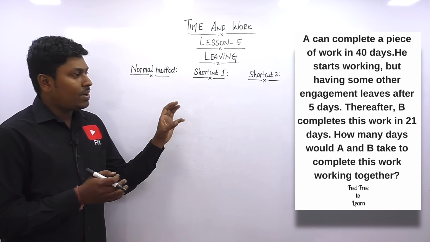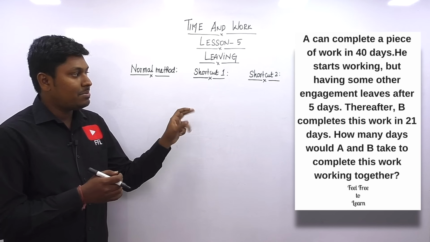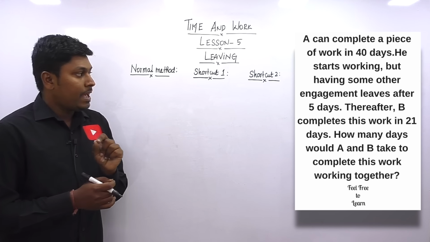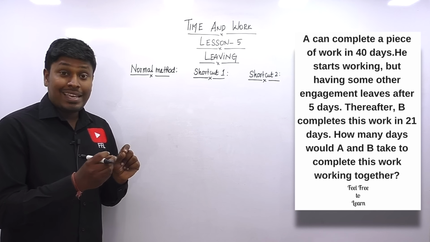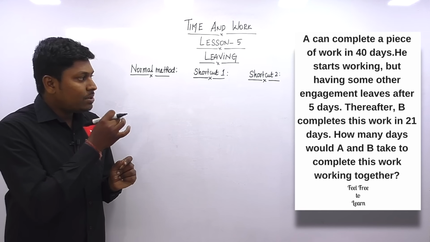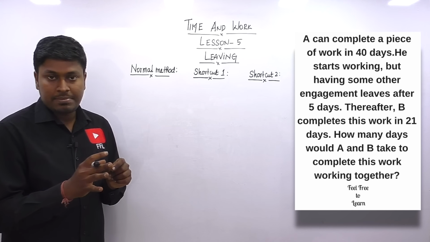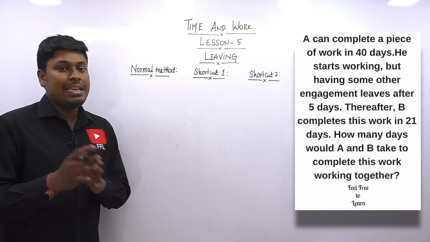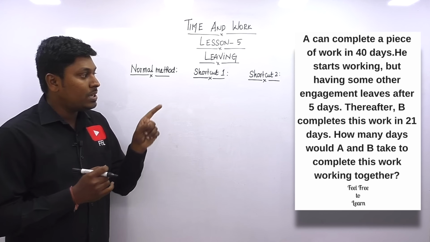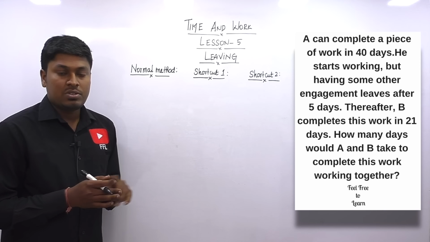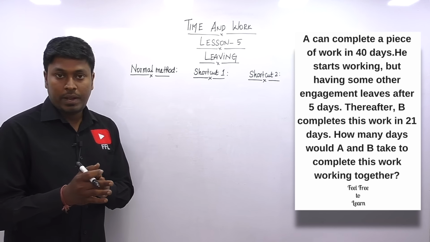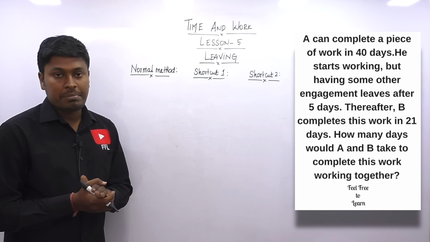So friends, first of all, let me explain the concept, because this seems to be different. A alone can do a piece of job in 40 days, right? And A started working, so initially A alone is working. After working for 5 days, he has some engagement, so he left the job. And the remaining job was done by B alone in how many days? 21 days. So by using this data, our target is to find, if both A and B are working together, how many days they will take to complete the work.